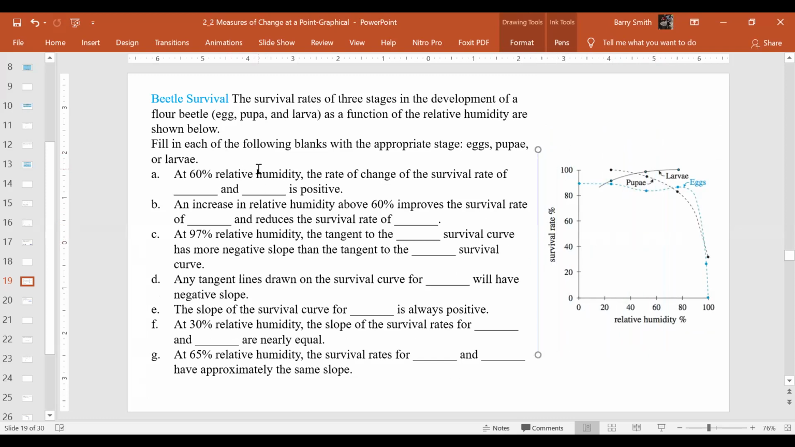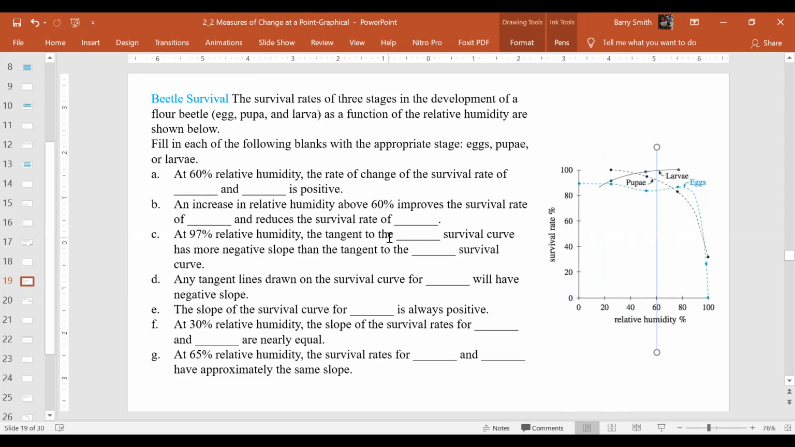So it says the survival rates of 3 stages in the development of a flower beetle, egg, pupa, and larvae, are as a function of the relative humidity shown below. We're supposed to fill in each of the following blanks with the appropriate stage, egg, pupae, or larva. And so basically it says at 60% relative humidity, so I'm going to move this over to 60%, so about right there. The rate of change of the survival rate of blank and blank is positive.